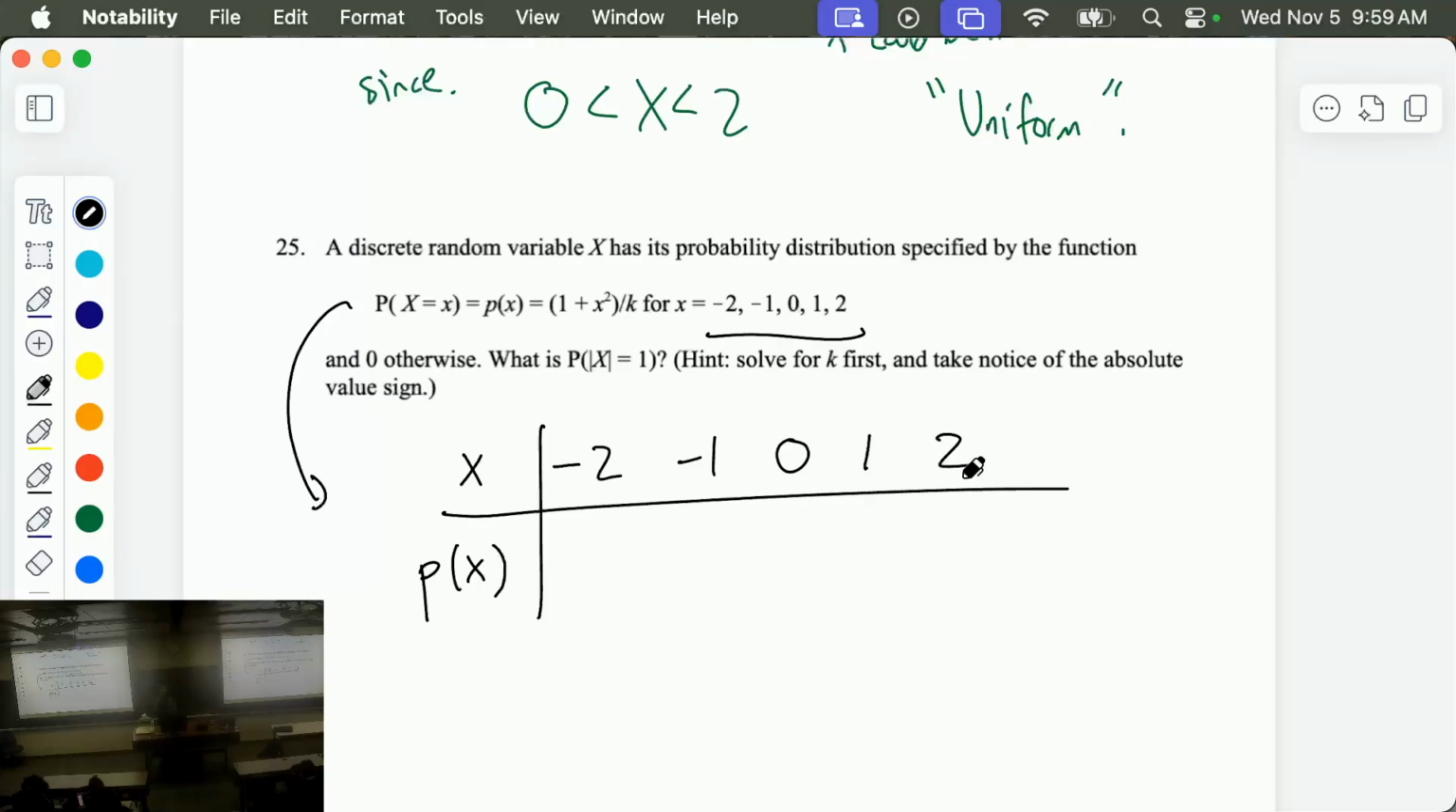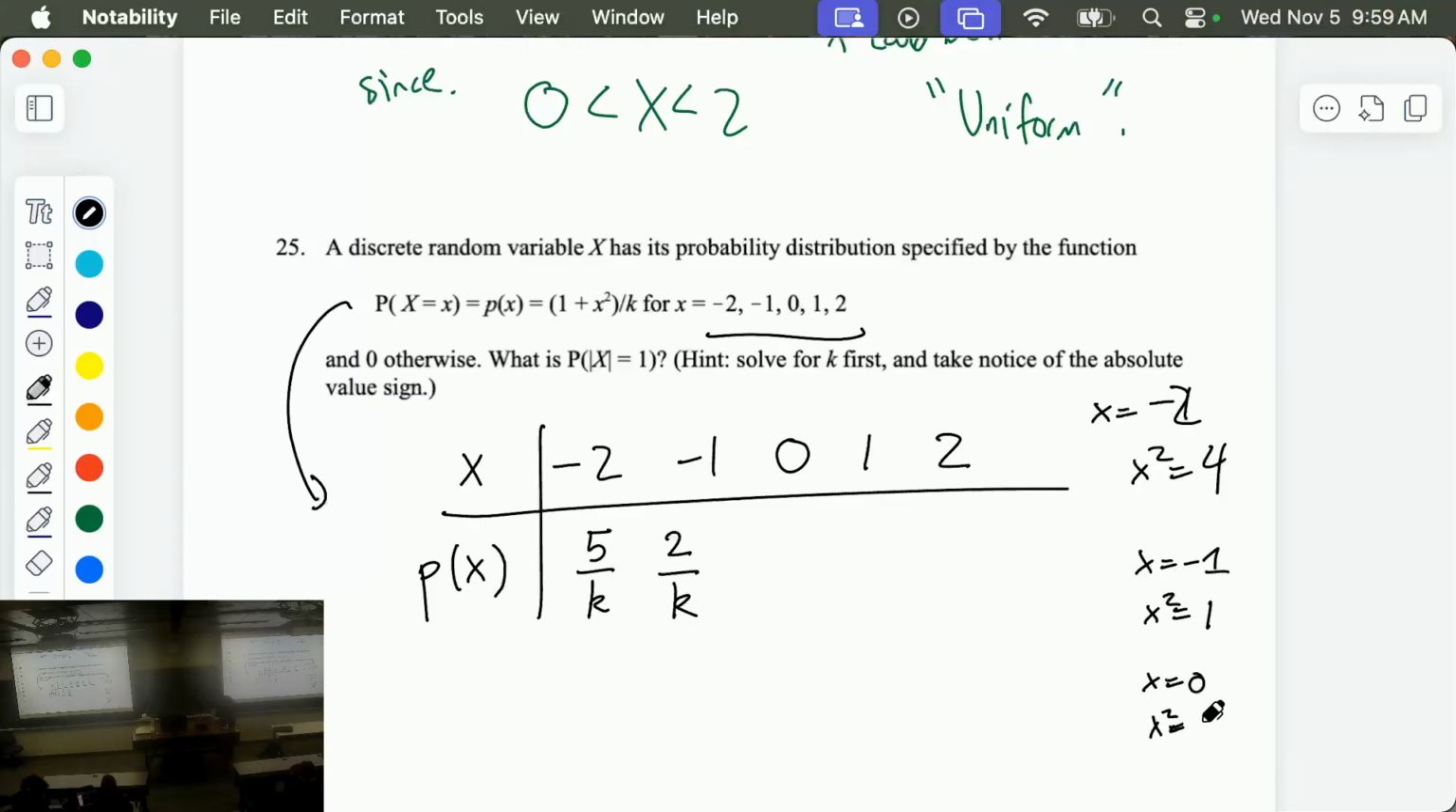A lot of the reason this looks scary is because there's this crazy formula and you're used to looking at tables. Let's just plug it in. So you plug in lowercase x equals -2. So x squared is 4. So this will be 4 plus 1, also known as 5, divided by k. This one will be when x equals -1, x squared equals 1. So this will be 1 plus 1, 2 over k. When x equals 0, x squared equals 0. And then you add 1. So you get 1 over k.